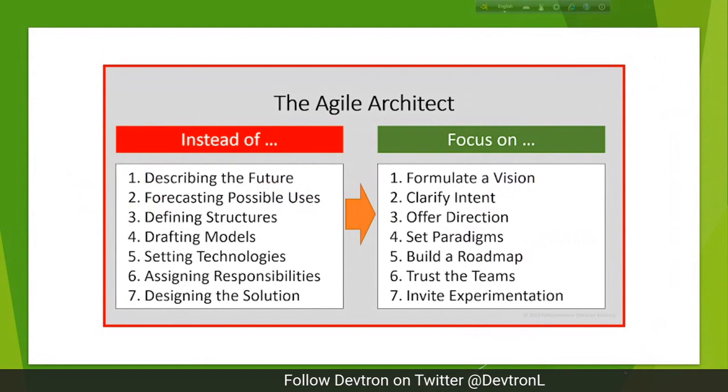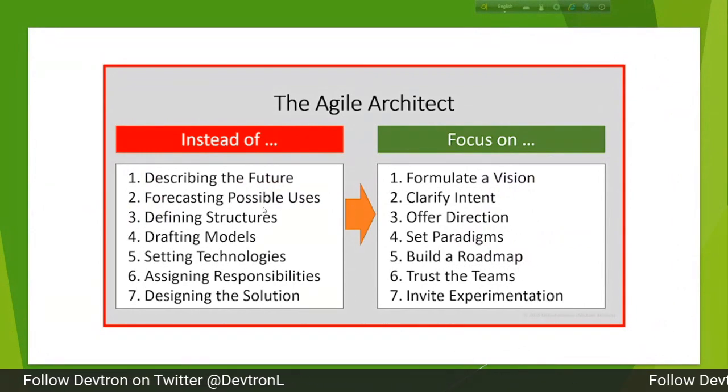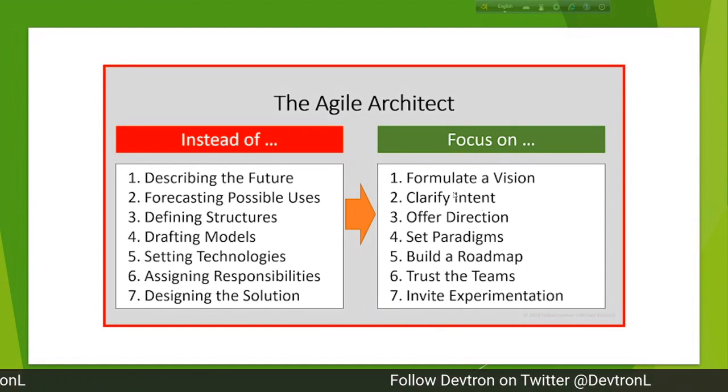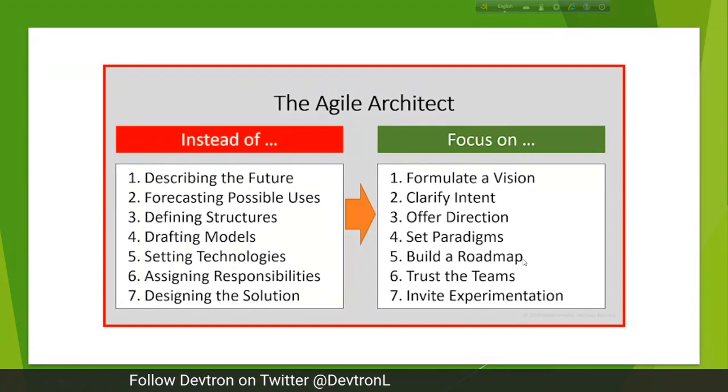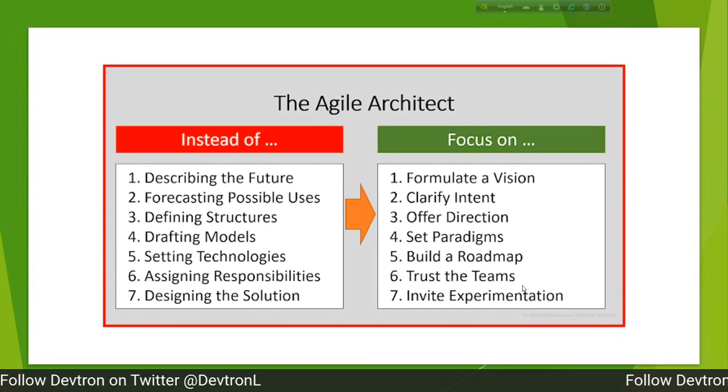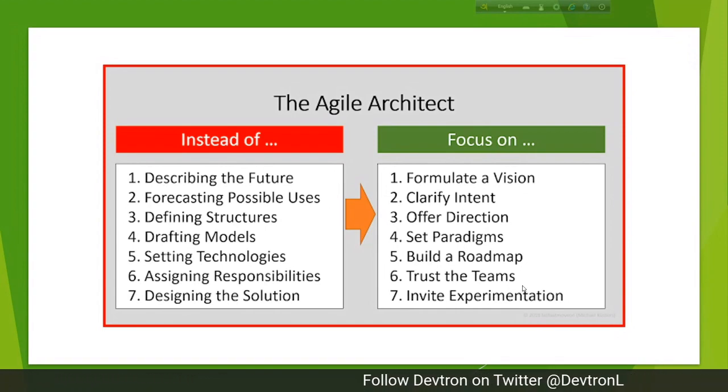Okay, so this is very important: from immediate architecture to the architecture intent over the architectural roadmap. This is an agile architect. An agile architect does not draft model, does not draft structure. Rather, they clarify the intent and the vision. This is the architectural intent I'm talking about, and they offer a direction. They build a roadmap, then they trust their teams to follow that roadmap. And then over time, they invite experimentation.